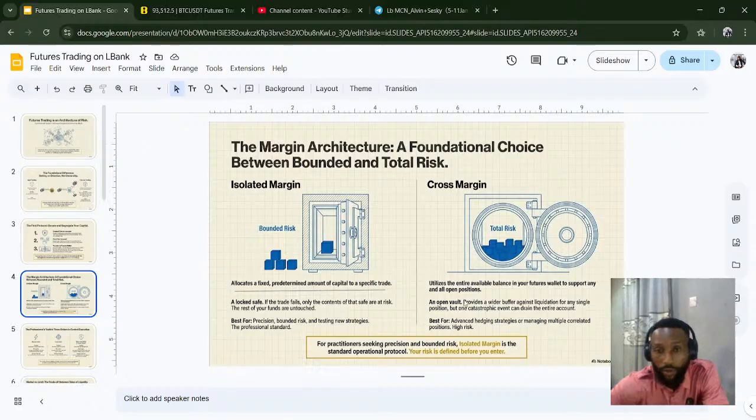It's best for advanced hedging strategies or managing multiple correlated positions. Do you understand? High risk, unbounded risks. For practitioners seeking precision and bounded risks, isolated margin.